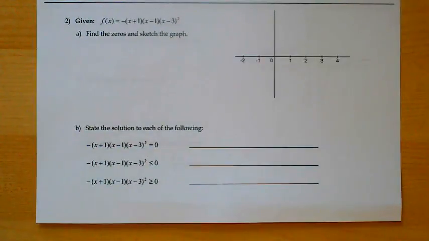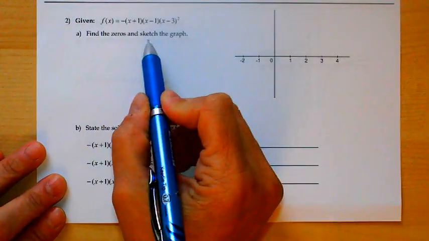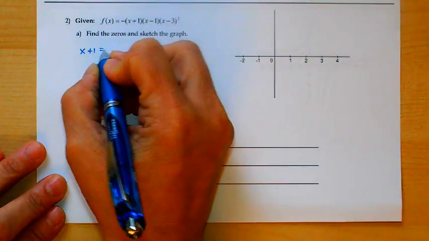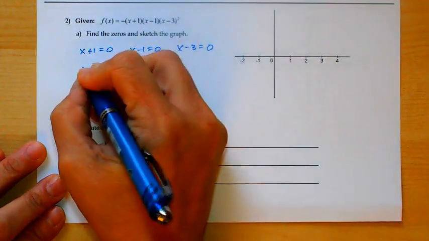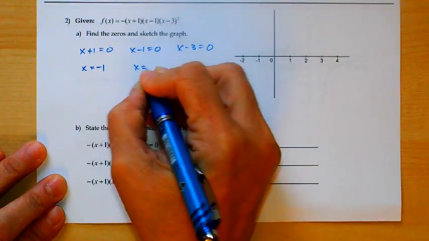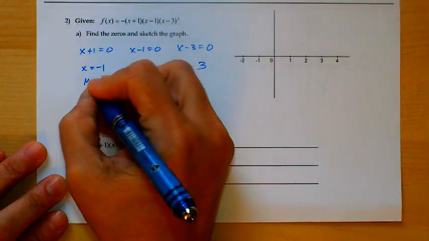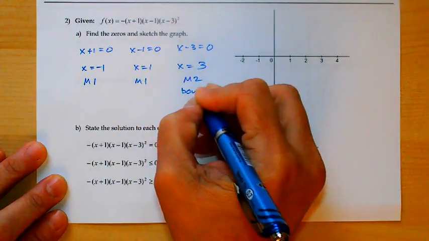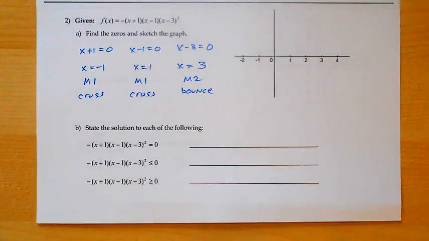What I love about number 2 is it's already factored for us. So that is a great start. We've just got to find the zeros, maybe note their multiplicity, and sketch the graph. Okay, setting each of the factors equal to 0 gives me these 3 solutions. And yes, multiplicity 1, multiplicity 1, multiplicity 2: bounce, cross, and cross.